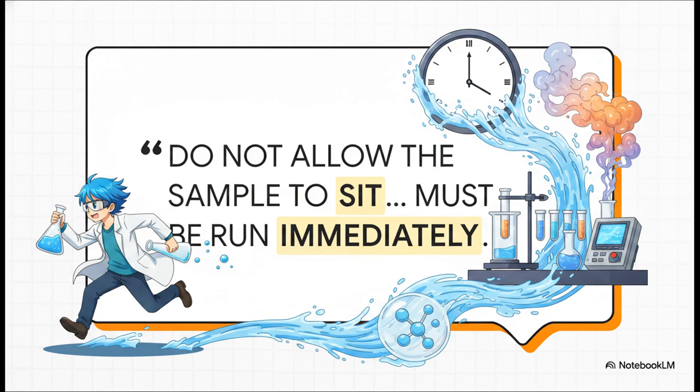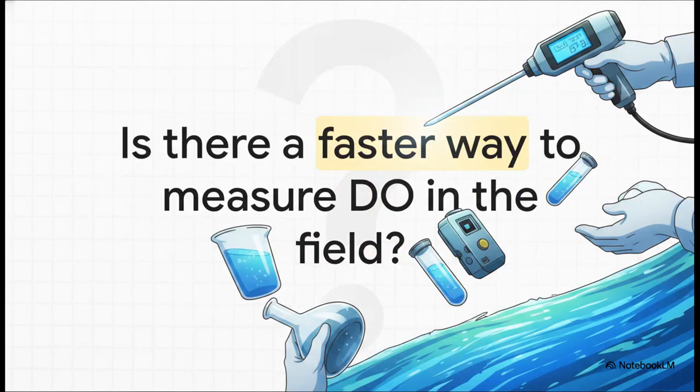This strict, authoritative directive really emphasizes just how volatile dissolved oxygen is. If you let a stagnant sample just sit open to the air, atmospheric oxygen will instantly begin diffusing into your liquid, completely ruining the accuracy of your reading. Which naturally leads us to ask the million-dollar question.